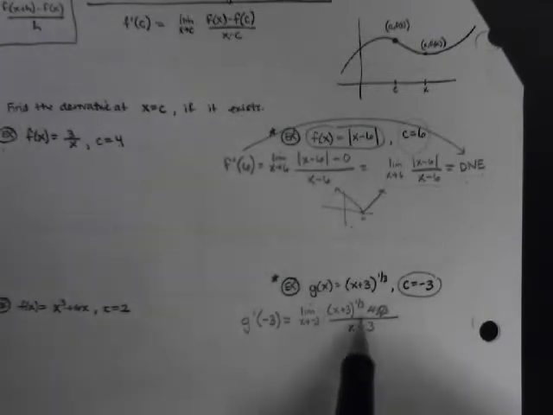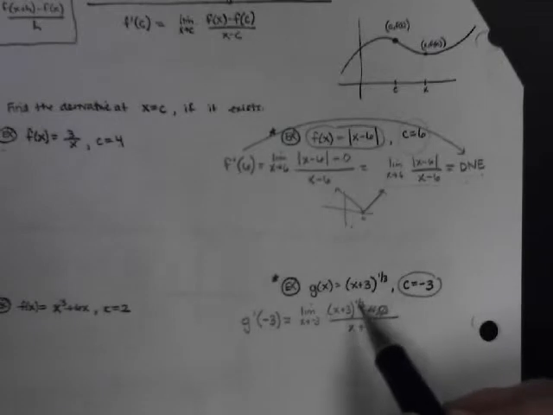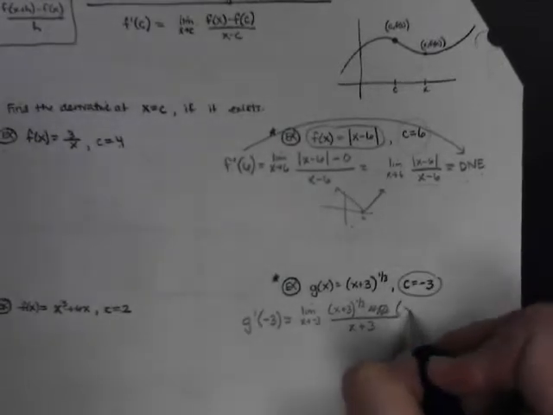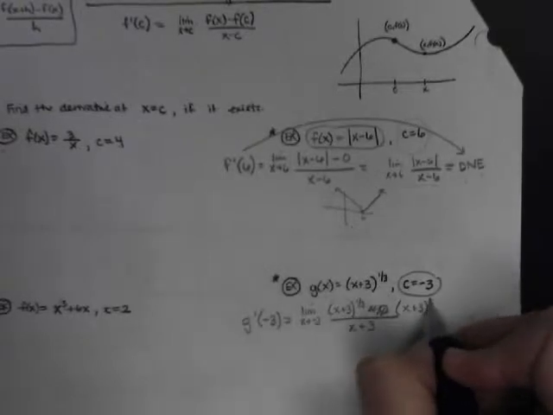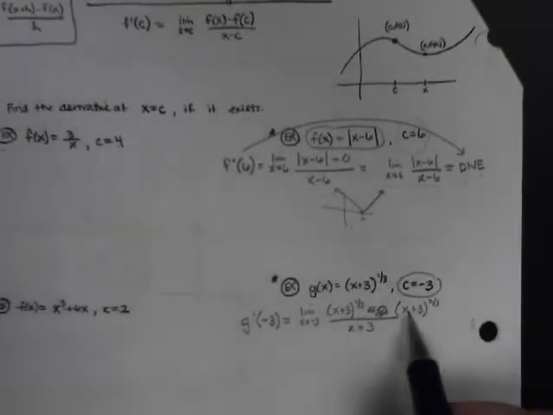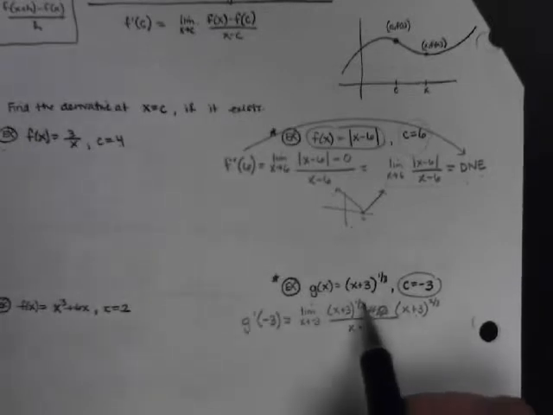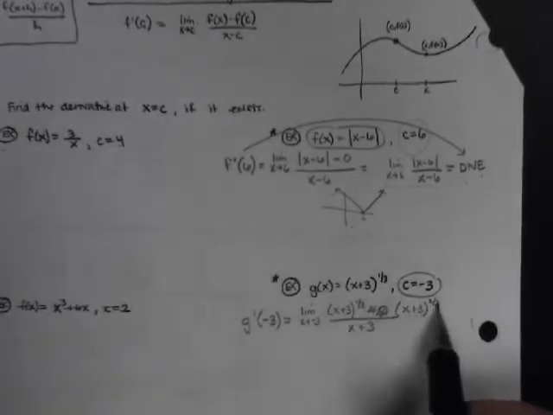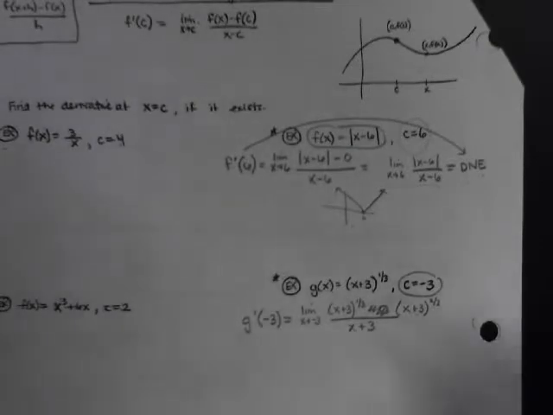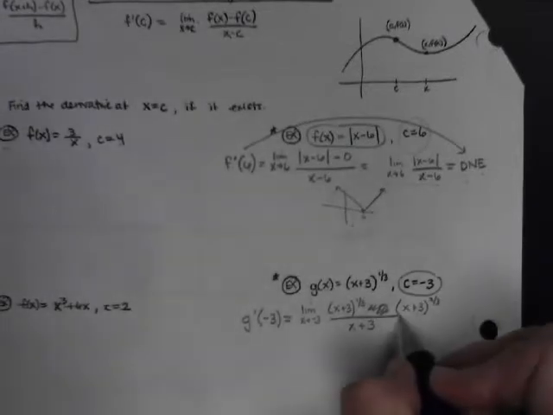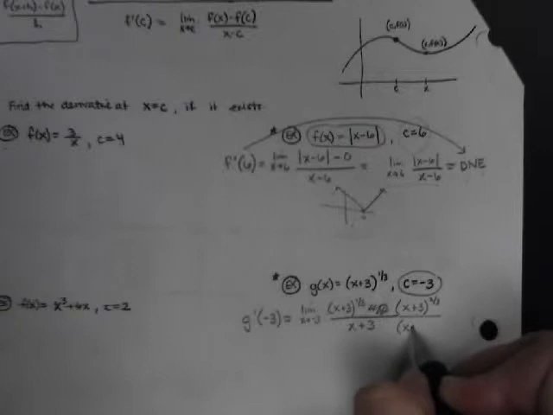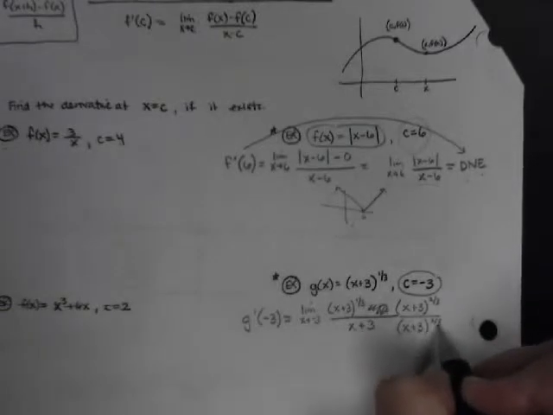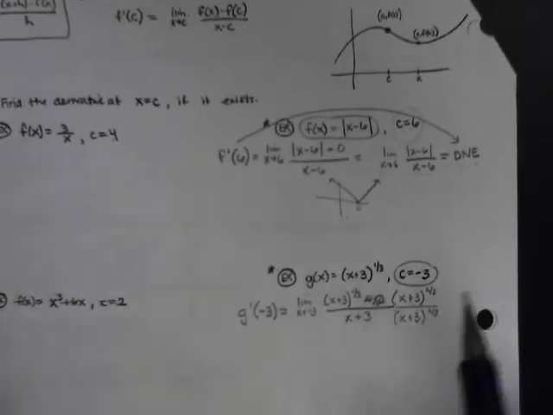You have to be a little bit more thoughtful in how you rationalize, though, because if this is being raised to the 1/3 power, we actually need to multiply it by x plus 3 to the 2/3 power, so that when you multiply those common bases, the exponents add, and 1/3 plus 2/3 gives you 3/3, which is 1, which eliminates the exponents being there or appearing there altogether. So you just have to rationalize a little bit more thoughtfully to get rid of the 1/3 power.